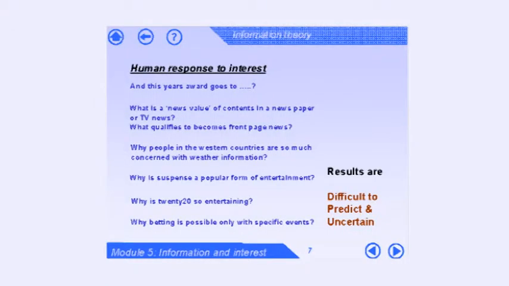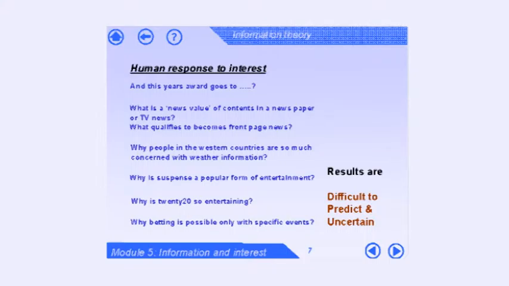That's the reason why suspense is a popular form of entertainment. It holds on to your interest till the end. You don't know who the fellow is. And that is the reason why Twenty20 is entertaining, because all of them are based on uncertainty, and that's why betting is possible on an event only if events are uncertain. Like lottery tickets, Twenty20 and all. It's possible to do it on a cricket match also, but it has to be some kind of uncertainty. But unless two of them match in their abilities, betting is very difficult, and that's why odds come in. All right.